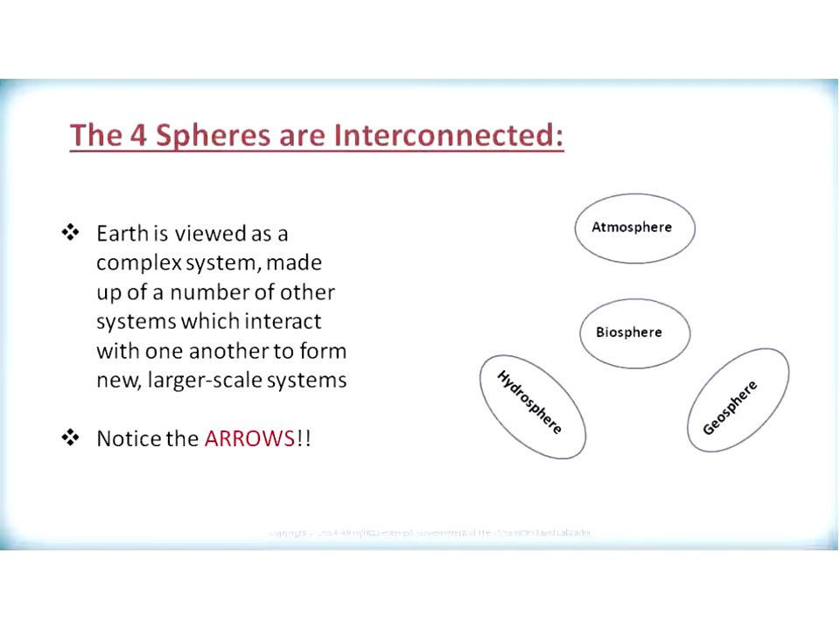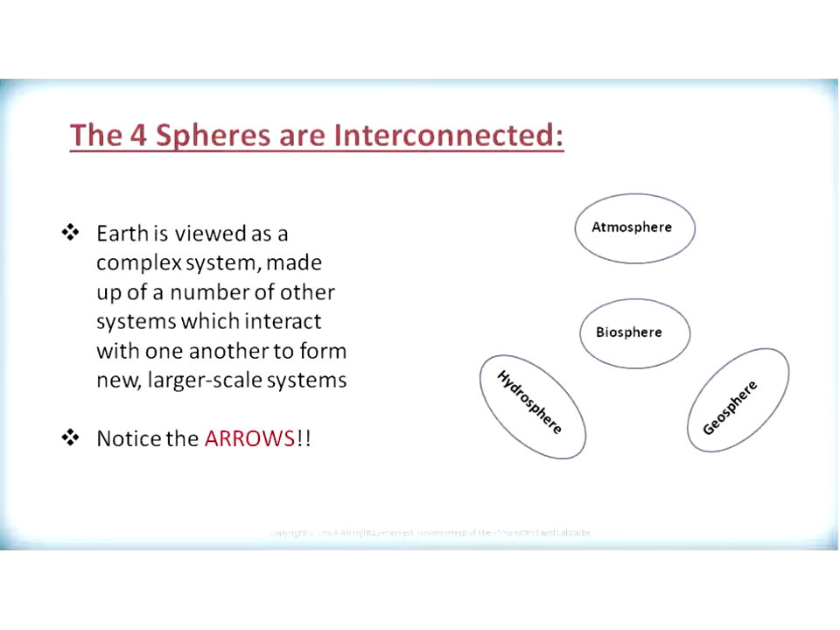When we look at the 4 spheres, the geosphere, hydrosphere, atmosphere, and biosphere, all 4 of these spheres are interconnected. Earth is viewed as a complex system made up of a number of other systems which interconnect and interact with one another to form new, larger scale systems. In the diagram to the right, you can notice the arrows. And the arrows between the systems will indicate how closely they're connected.